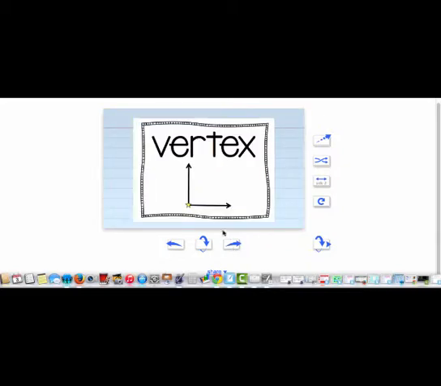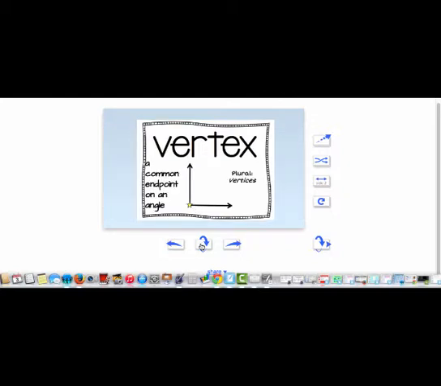Angles also have a vertex. You'll see the vertex is marked with a star right here where it's yellow. A vertex is where two edges of the angle come together and they touch. And you'll see here in our math words it says vertex is a common endpoint on an angle. If we have more than one vertex, the plural form is vertices. So if we just are talking about one angle, we call this a vertex.